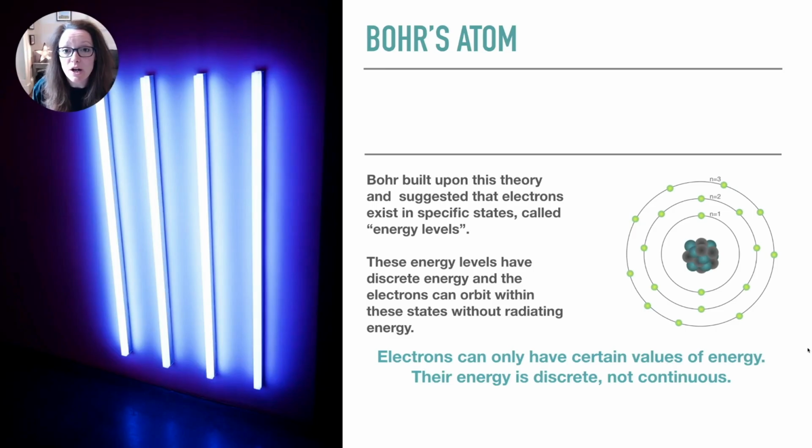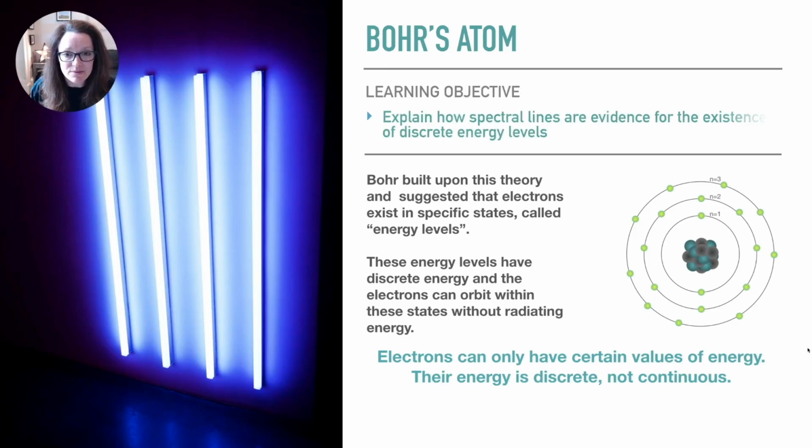And this is where Bohr came in, Niels Bohr. He said, well, okay, we know that the center of the atom, the nucleus, is positive and has neutrons and protons in it. And we know that the electrons orbit around the nucleus. But he suggested that electrons exist in specific states called energy levels. And I like to think of them like stairs.